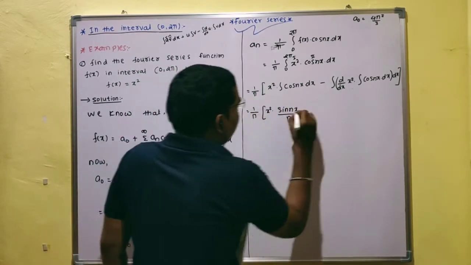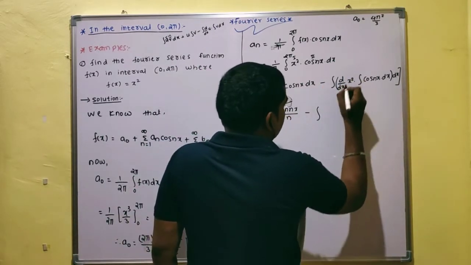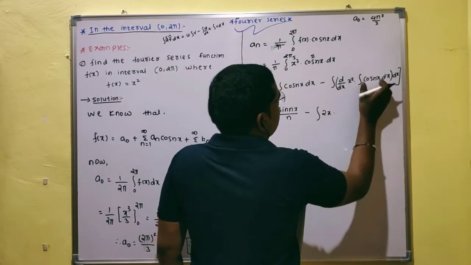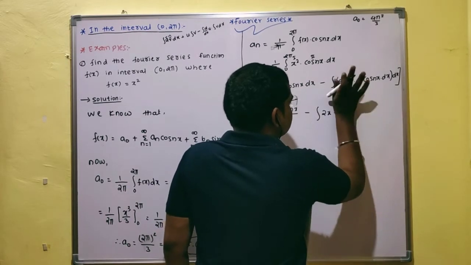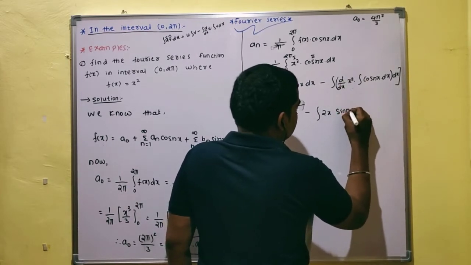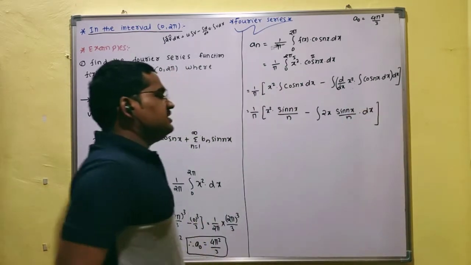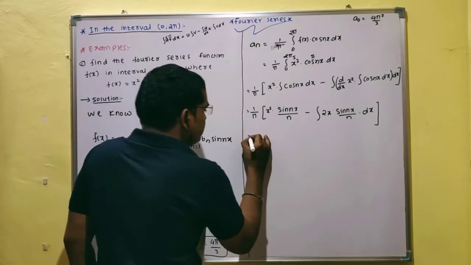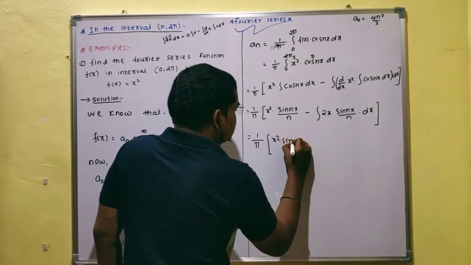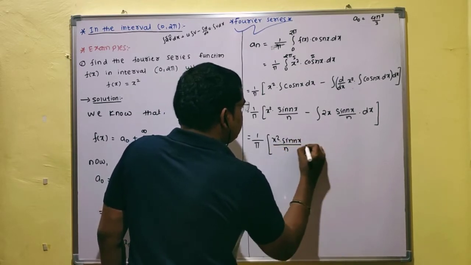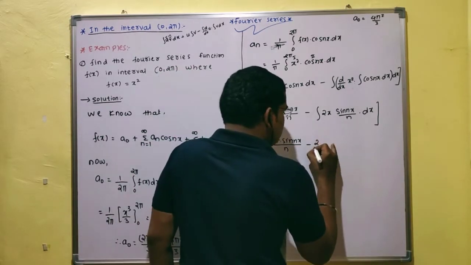Okay, now minus integration of this d by dx of x square. What is the integration of, sorry, derivative of x square? 2x into, now again integration of cos nx. What is that integration? Sin nx upon n into dx. Okay, this step is now we have to find this 1 upon pi as it is into this x square into sin nx upon this n minus this 2 and n are constant, taking outside the integration, 2 upon n.